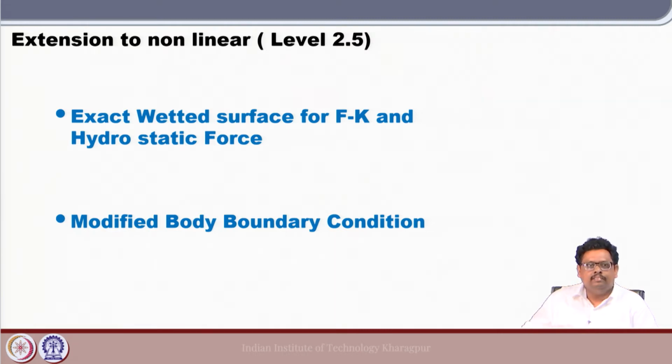Here I wrote level 2.5, because before I explain what level 2.5 is, we are going to discuss what level 1, level 2, level 3 and level 4 are. Level 2.5 is between level 2 and level 3. We will discuss the other levels. The focus here is what nonlinearity we can include. If you remember, in our case we take the total phi equal to phi incident plus phi disturbed.